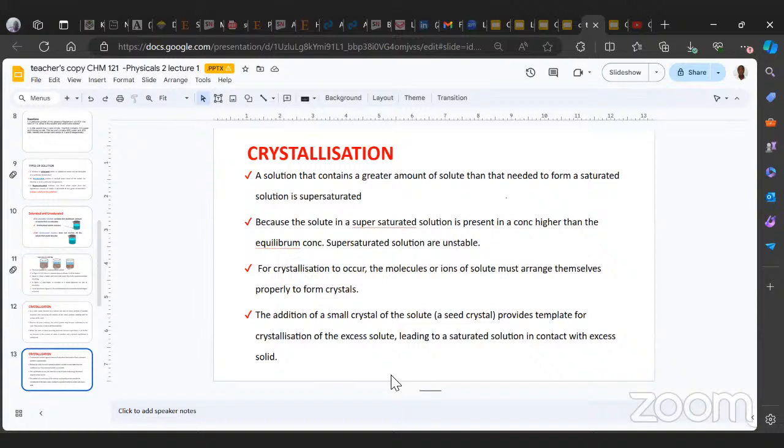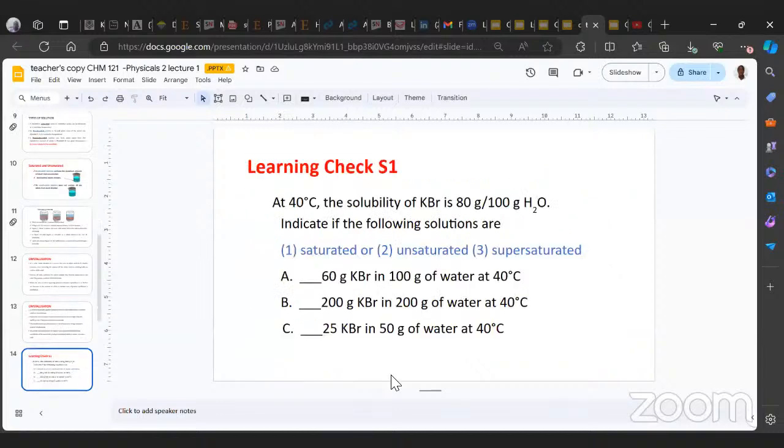Now, if you want to have crystals, sometimes we do what we call seeding. You add a few crystals to the solution to make sure that you exceed the saturated state so that crystallization comes. Those of you that will go on to do chemistry in year 2 will carry out this experiment of crystallization. Now let's look at this.